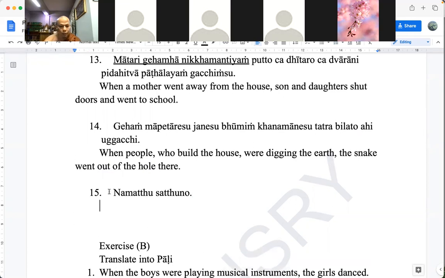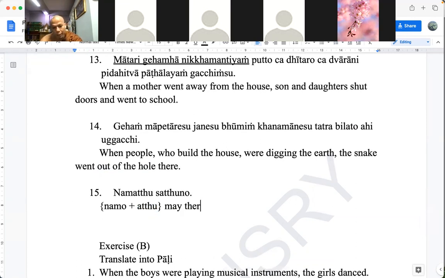So the last one is number 2. That number 2 should be, we already saw, divided: namo atu. Namo atu. Okay. So atu is imperative, third person singular. So imperative, that is fine.